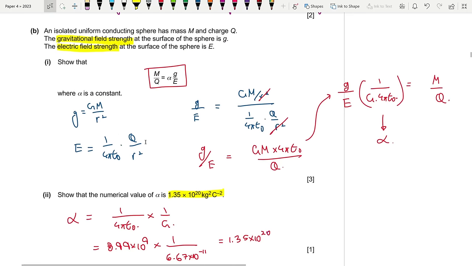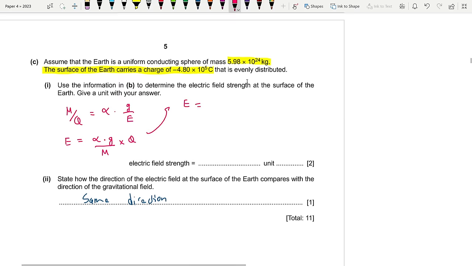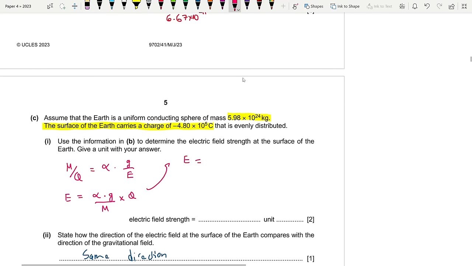Information in B. Okay. Let's use this equation. m by q is equal to alpha into g by E. Okay, so if you make E the subject, we actually end up with E is equal to alpha times g divided by m, and the whole thing will be times q. So afterwards, E is actually equal to the value of alpha, which is 1.35 into 10 power 20.